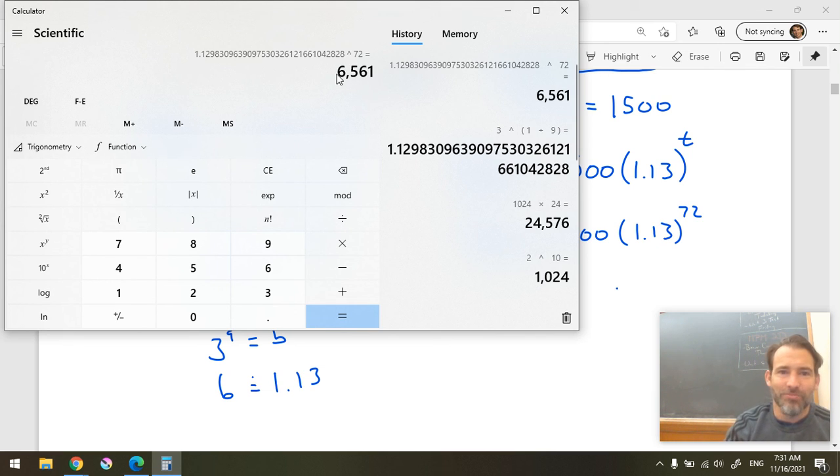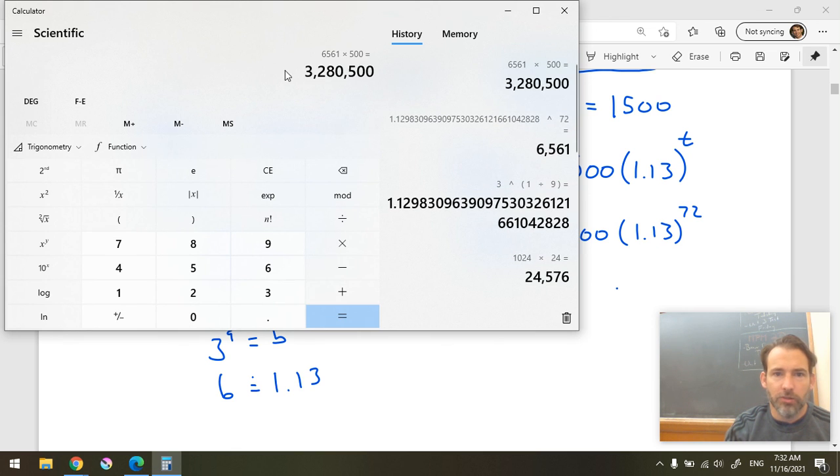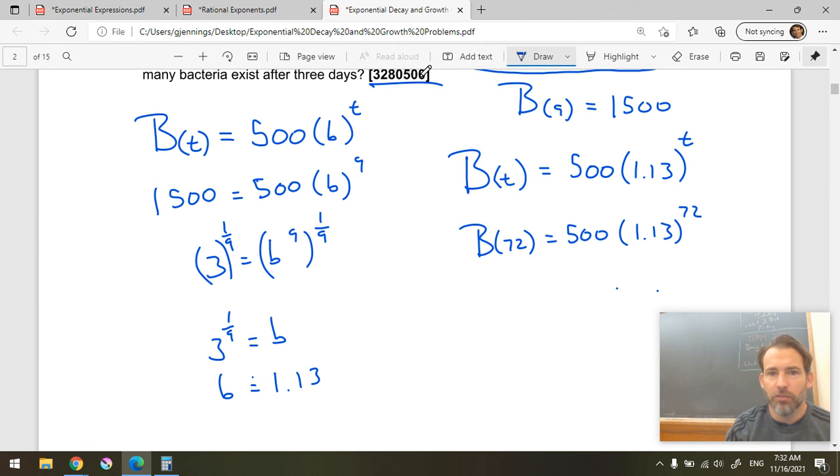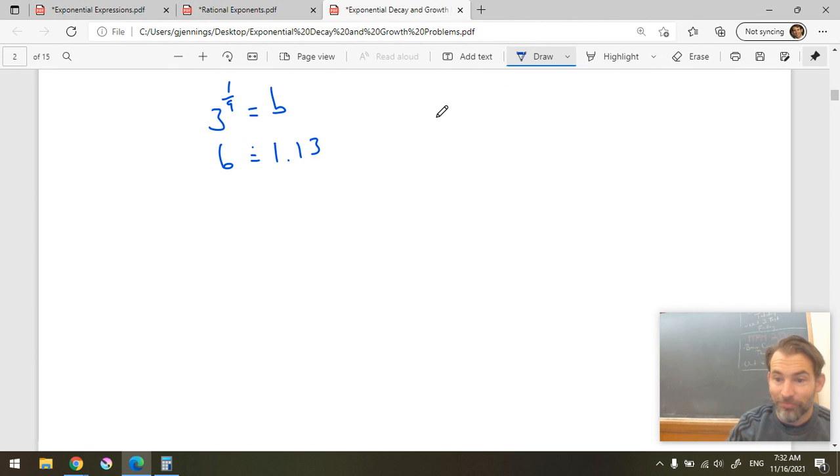Okay, so notice we get a nice round number when I keep that decimal on there. I wonder why that is. I can show you later. What am I looking at? Oh, right. I have this, and I'm going to multiply that by 500, and that gives me 3,280,500. Okay, that gives me the right answer.